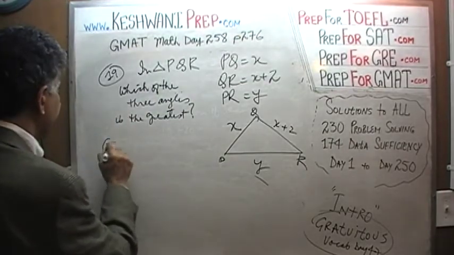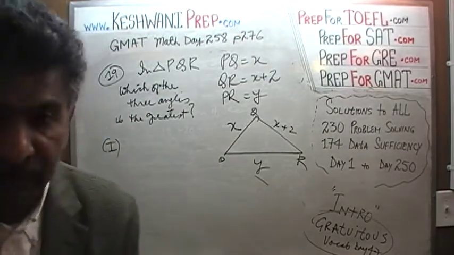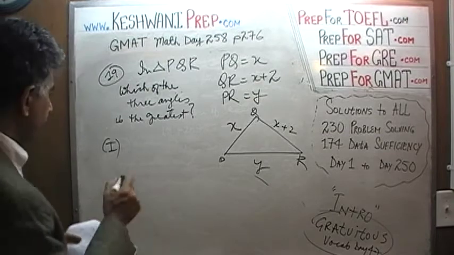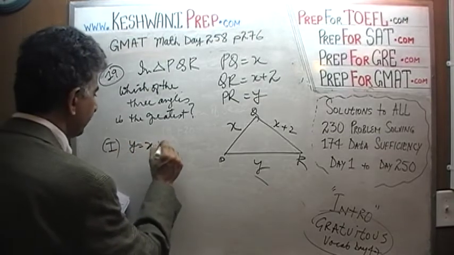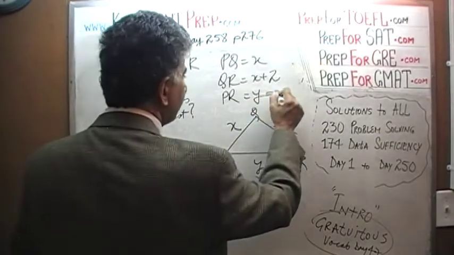Let's look at the first statement. If we can establish which side is the longest side, we are done. That's it. We are done. The first statement tells us that y equals x plus 3. What do you know? Y equals x plus 3.